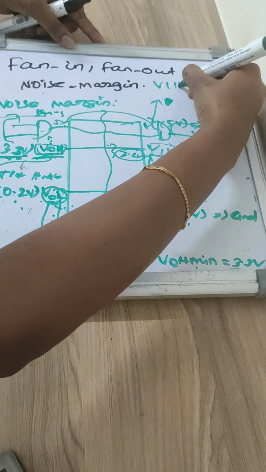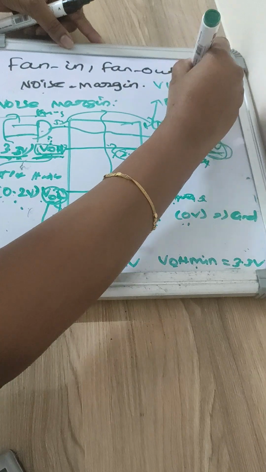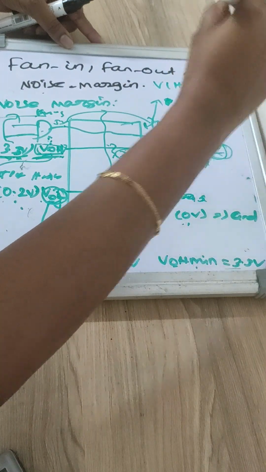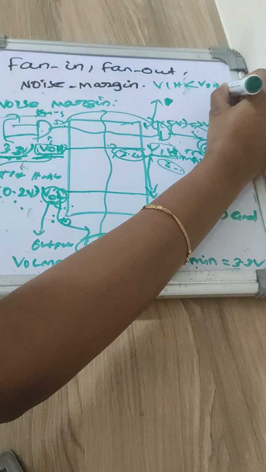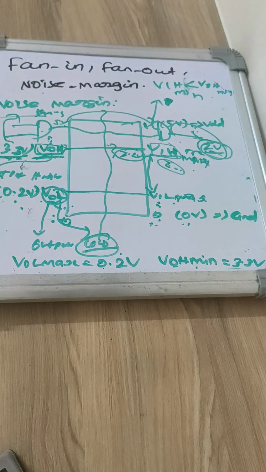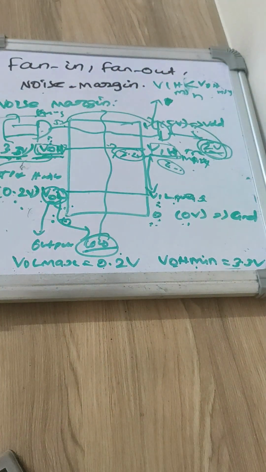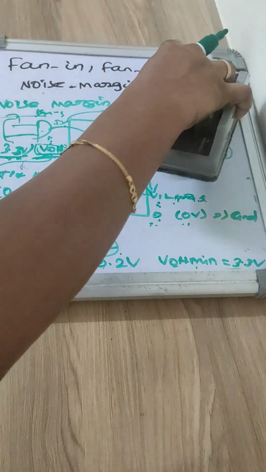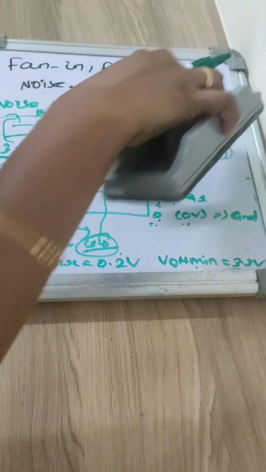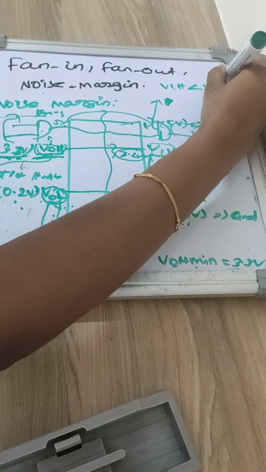So VIH should be less than VOH. This is why I am telling, since this is the minimum value we are talking about, since this is a minimum, it can go up to anything. So the minimum value we should be covering. The maximum value anyway will take 5 volt, but the minimum value we should be covering. So VIH should be less than VOH.